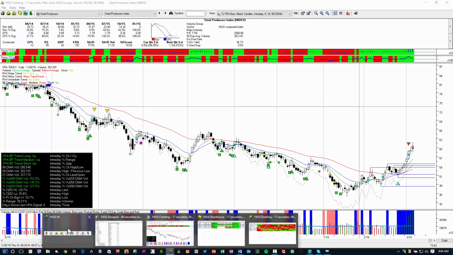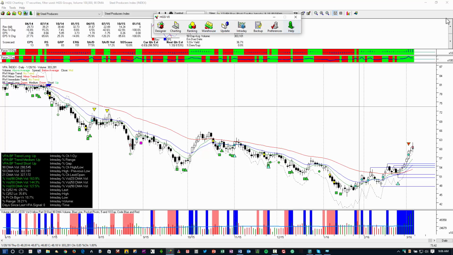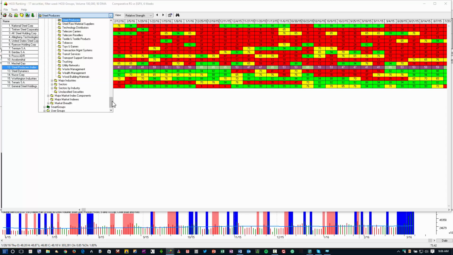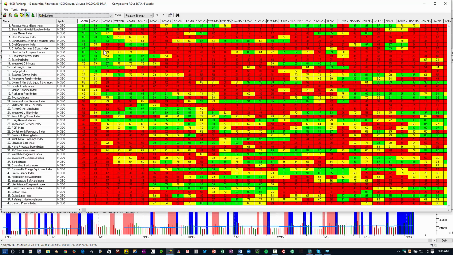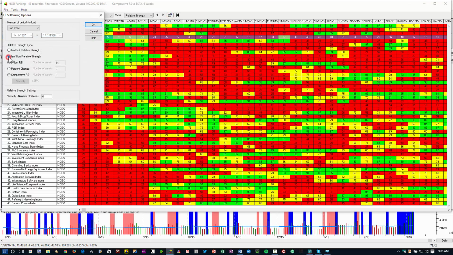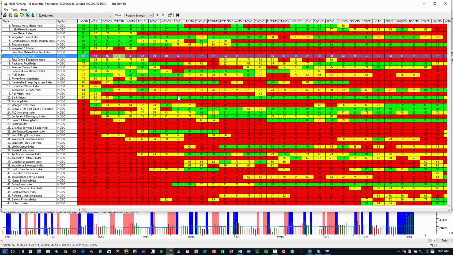And if I go to my ranking module and go up to the industries, all of the industries, here are the steel producers. This is on 6 weeks. I'm going to change it to E and slow, which is 6 months, and on the chart it'll show it's weighted 70% on the most recent 3 months and 30% on the other. Now you can see that it is number 9 at this point.